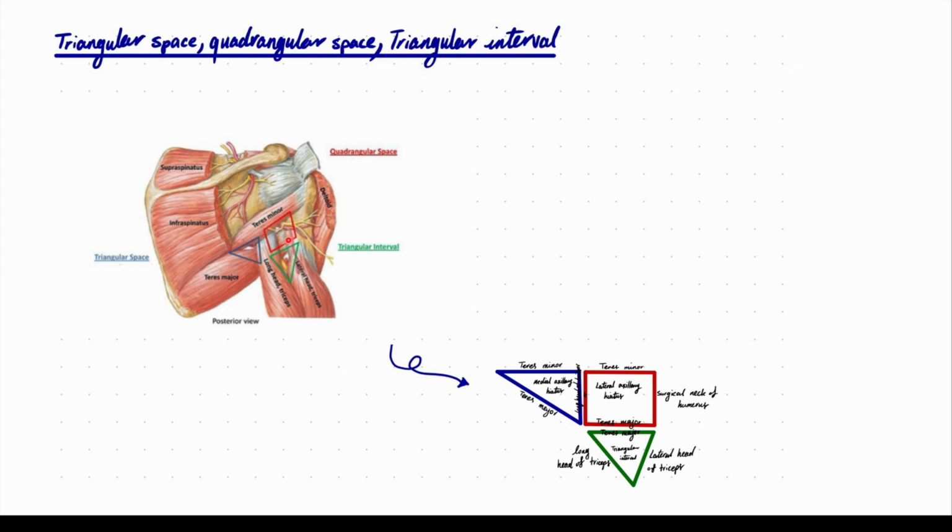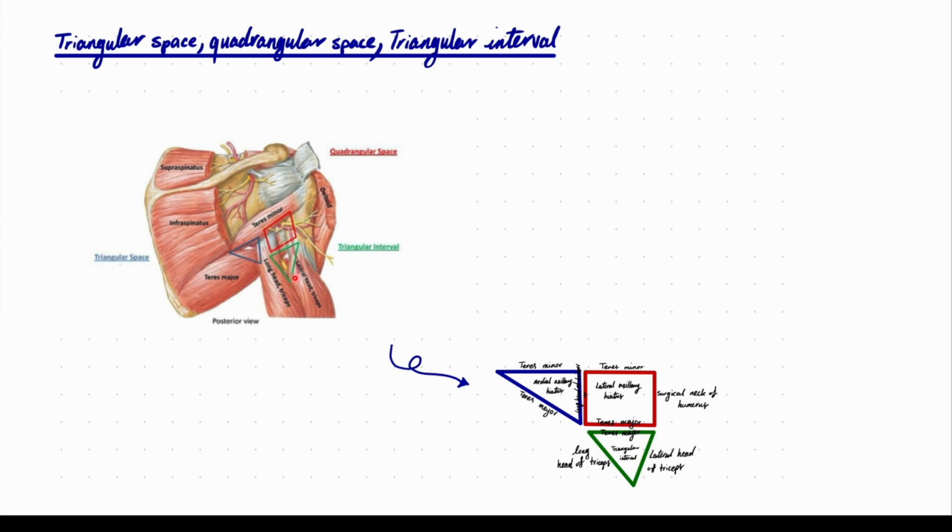Next we have the quadrangular space, also called the lateral axillary hiatus. The space borders are superiorly teres minor muscle, inferiorly teres major muscle, medially the long head of triceps muscle, and laterally the surgical neck of the humerus. This space contains the axillary nerve, which innervates the teres minor and deltoid muscles, and also contains the posterior circumflex humeral artery. And lastly, we have the triangular interval.